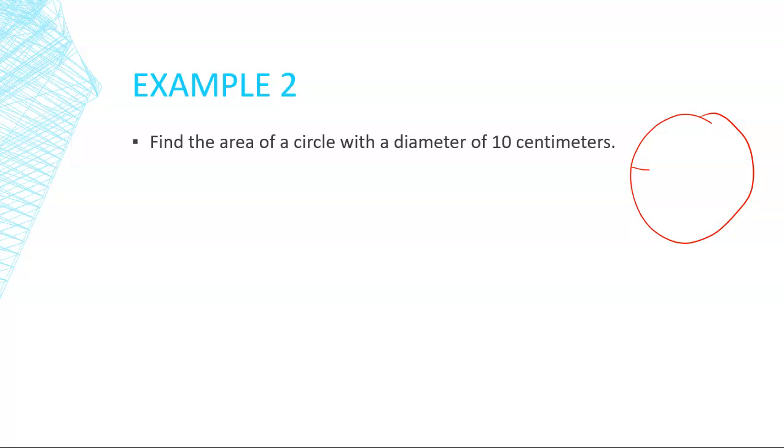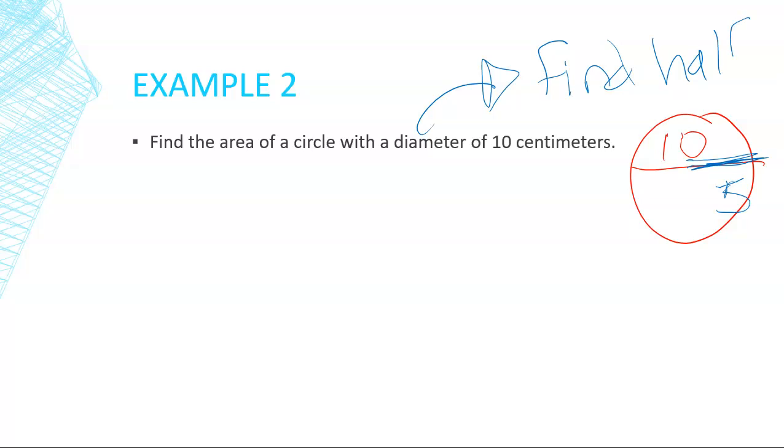So what I want to remember is that diameter is all the way across, whereas radius is only halfway across. So my radius for this is 5. Whenever it says the word diameter, you find half. Okay. So I'm going to plug into my area formula. I have A equals 3.14. And then my radius here is 5, so times 5 squared.